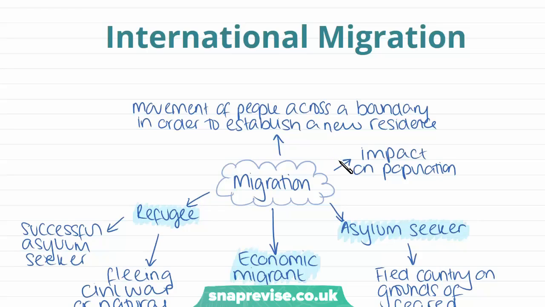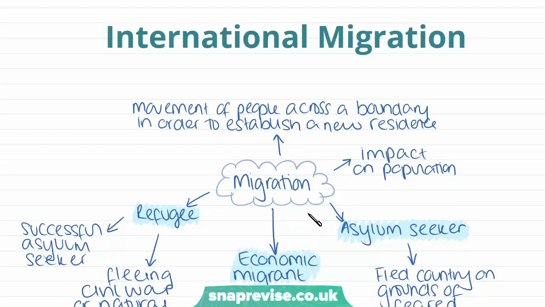Whatever the factor is, it's going to have an impact on the population structure, and also impacts on both the countries of origin, which is where the migrants are coming from, and their destination countries as well. We're going to look at some of these impacts later on in the video too.